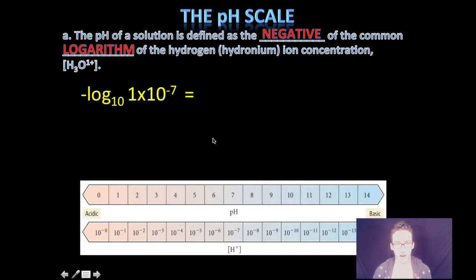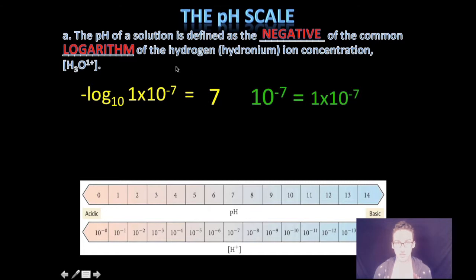Okay, now as we think about the pH scale, a more common logarithmic calculation that you'd have to do is something like this: negative log base 10 of 1 times 10 to the negative 7. What power do we have to raise 10 to get this number, 1 times 10 to the negative 7? The answer here is 7. Now, bear with me. 10 to the negative 7 will give me 1 times 10 to the negative 7.